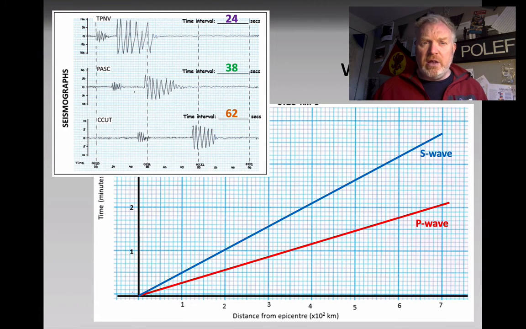But for Tonopah, there was a time gap of about 24 seconds. For Pasadena, that time gap was 38 seconds. And at Cedar City, the time gap was 62 seconds.